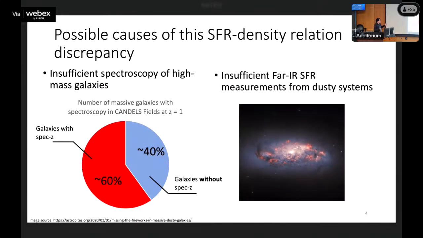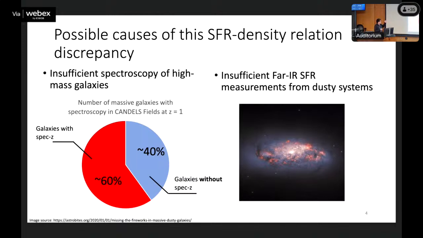So what's the cause of this discrepancy in the SFR density relation? There are two possible causes here. The first one is the insufficiency of spectroscopy at high mass galaxies. At redshift greater than 1, we usually rely on photometric redshift because that's pretty easy to obtain. Meanwhile, getting spectroscopy is very tedious and time consuming, and with a lot of faint galaxies it's extremely difficult to get spectroscopy. So we usually rely on photometric redshift.